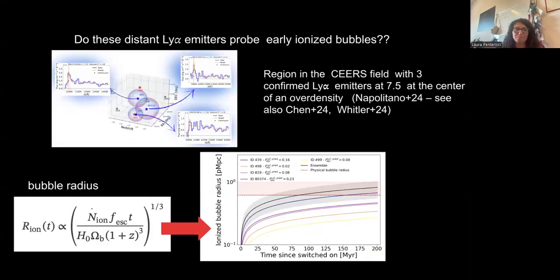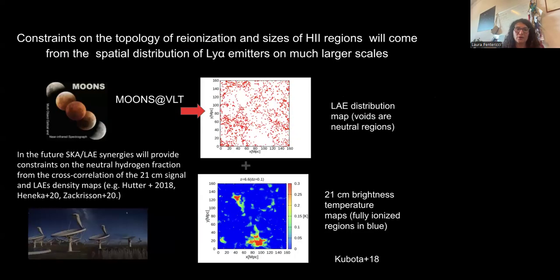And so this is how we calculate the possible radius of these ionized regions. We have to basically compute the total number of photons that can escape from the sources, and then we need to take into account for how long such sources are on. And of course, we need to take into account not just the galaxies that emit Lyman alpha, but also the sources that maybe don't emit Lyman alpha, because they could still provide ionizing photons.